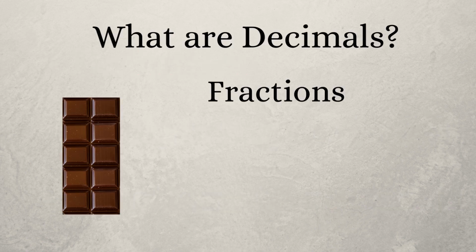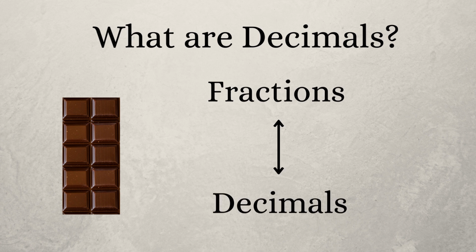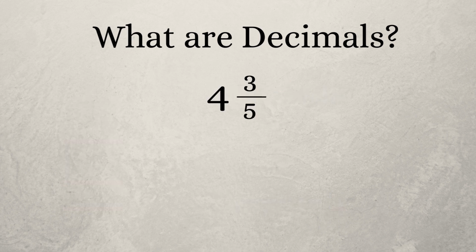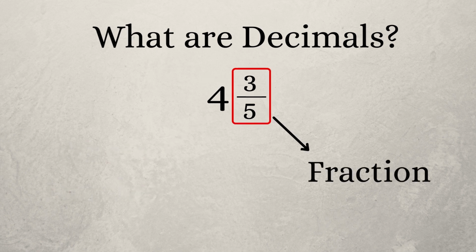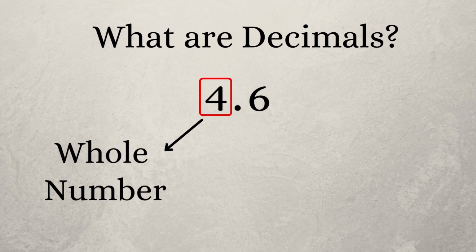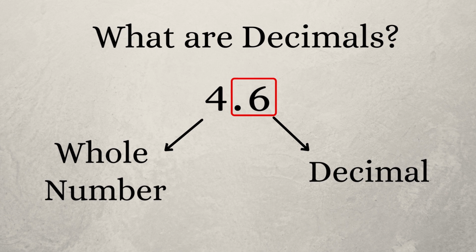Just like we use fractions to represent parts of a whole, decimals also can be used to represent smaller parts of the whole. For example, in this fraction, 4 is the whole number and 3 by 5 is the fraction. Similarly, in this decimal, 4 is the whole number part and 0.6 is the decimal part.